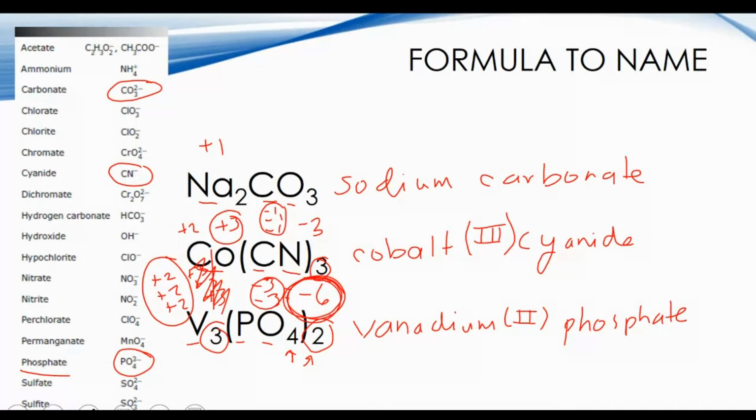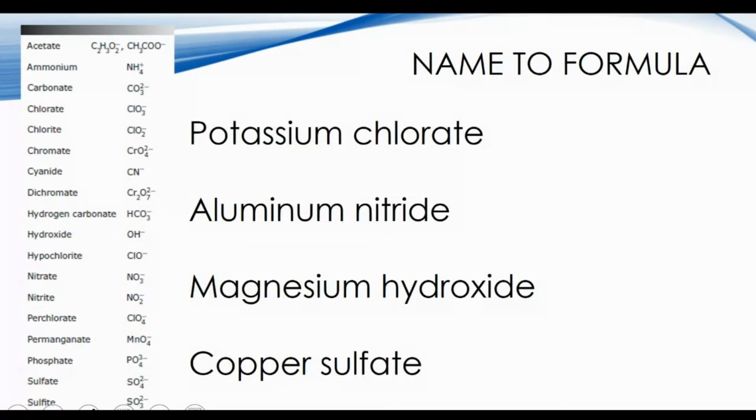All right, so let's take a moment and process all this information. It is a lot of information that we are slowly building onto. So let's look at some more examples, but now let's go from the name and write the formula, because that's the first time we're going to do that in these lessons. So I have 4 different examples. The first one here is going to be potassium chlorate.